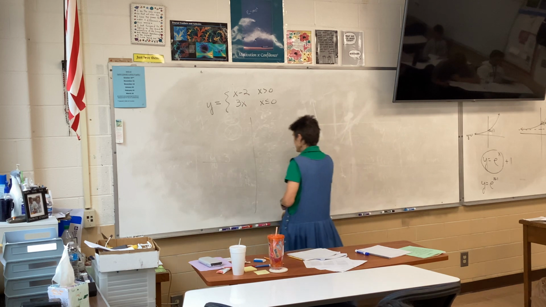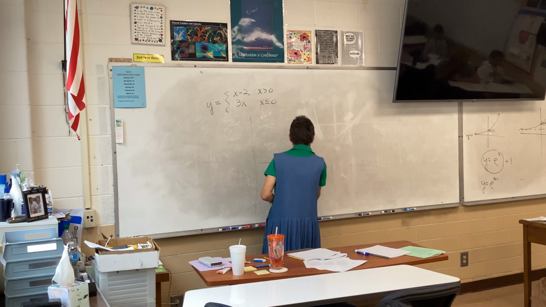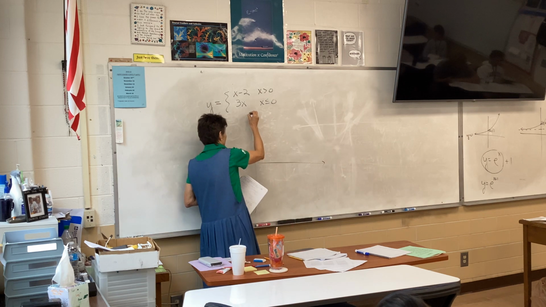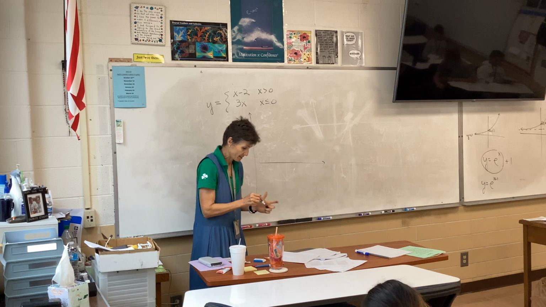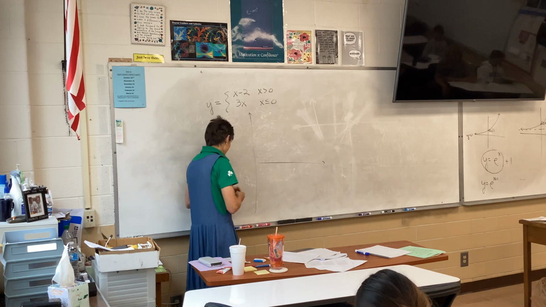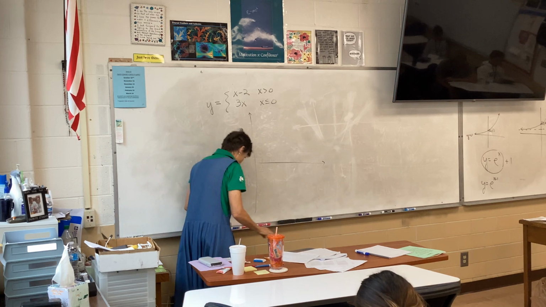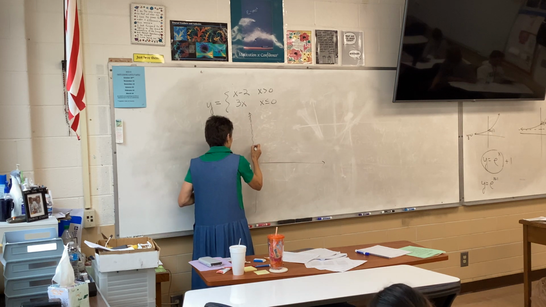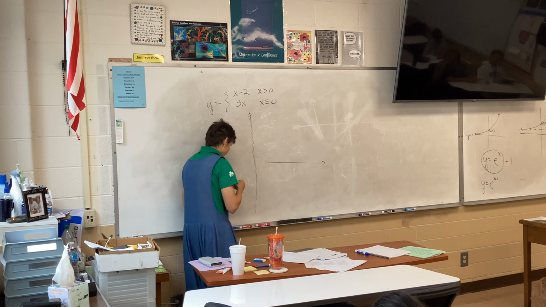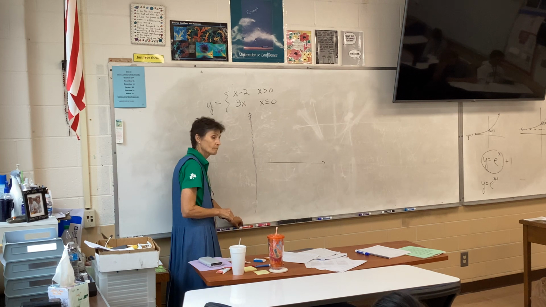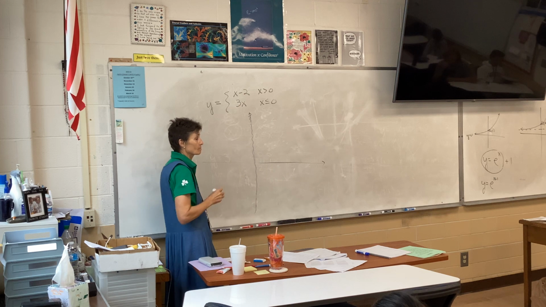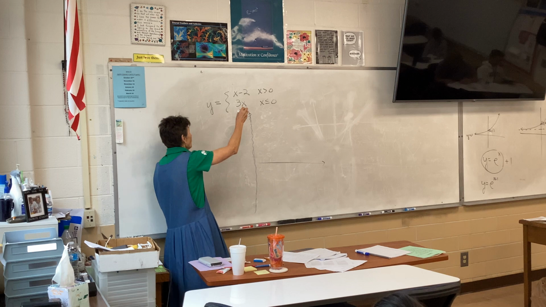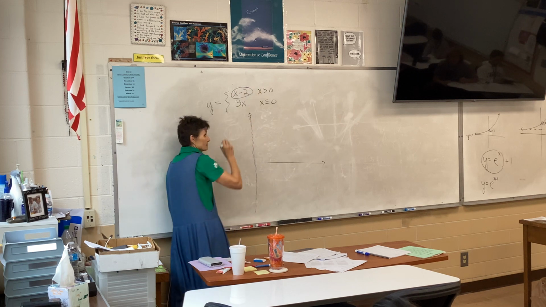Okay, this one is easier than the one we just did, for sure. How many squiggly lines does this one have? 1. And where is it? That's 0, so 0 is right here, right? So there's my squiggly line. Everybody with me so far? Alright, so now I'm gonna graph this.